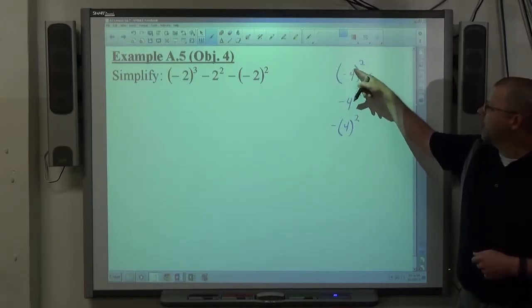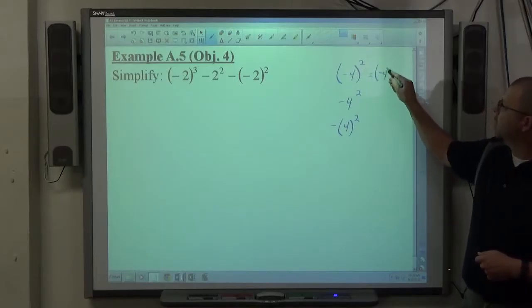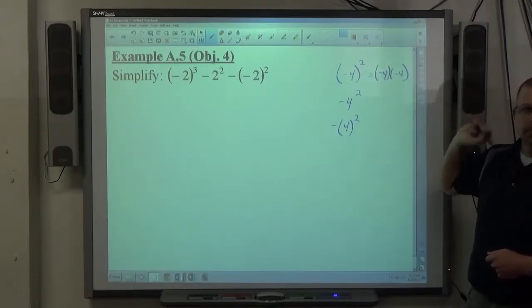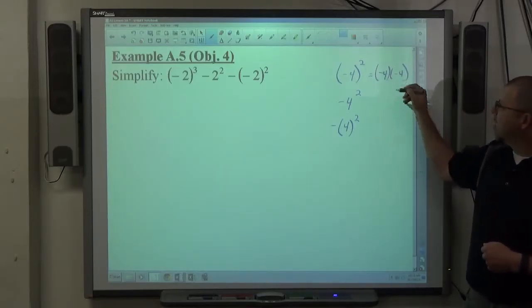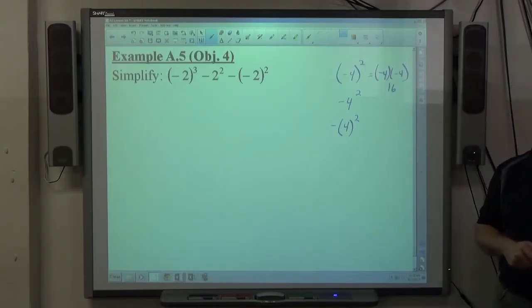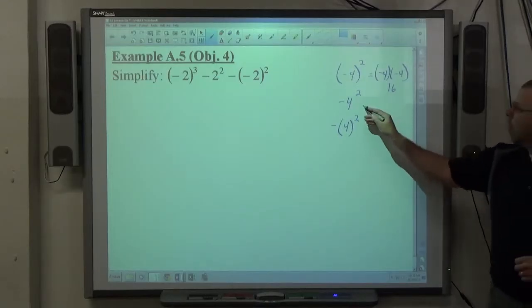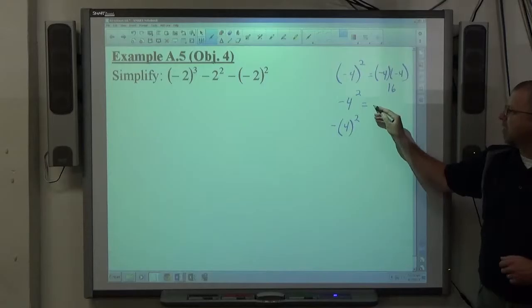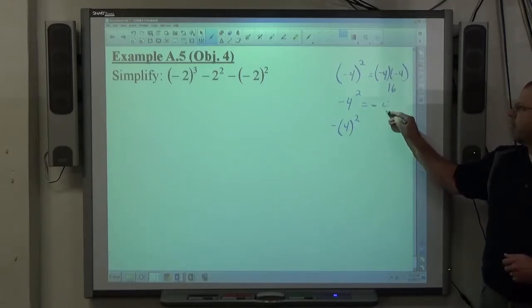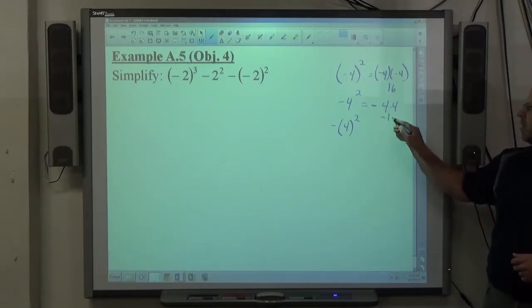So this negative 4 in parentheses squared means negative 4 is being multiplied by itself. The sign and the number are both being squared. Two negatives make a positive. Positive 16 is the result. When there are no parentheses involved, this power is only affecting the 4, not the minus sign. So the minus sign occurs, then 4 is being multiplied by 4. That becomes negative 16.